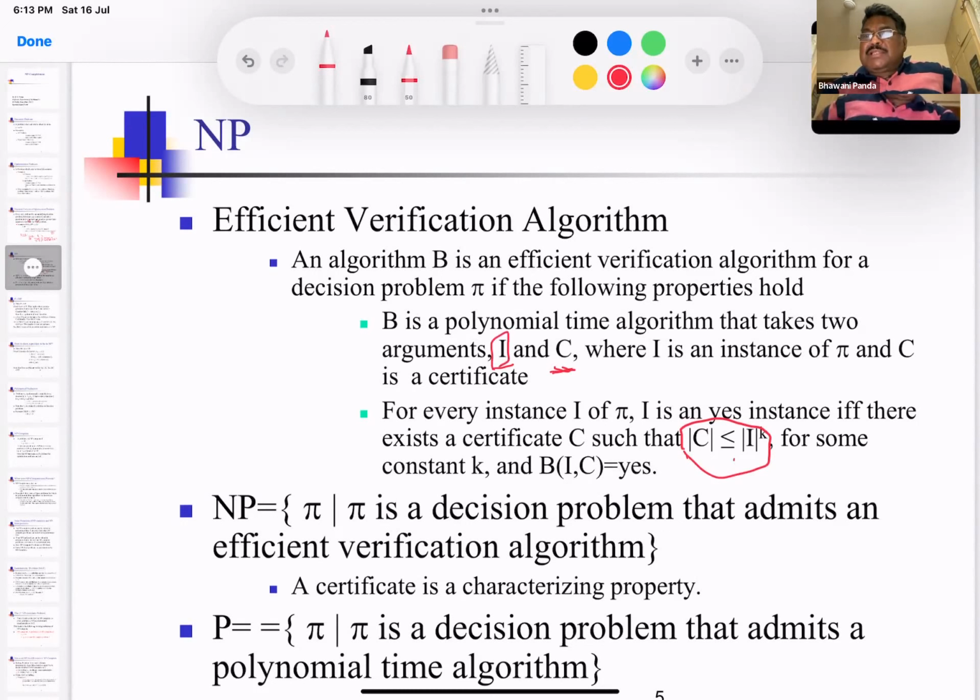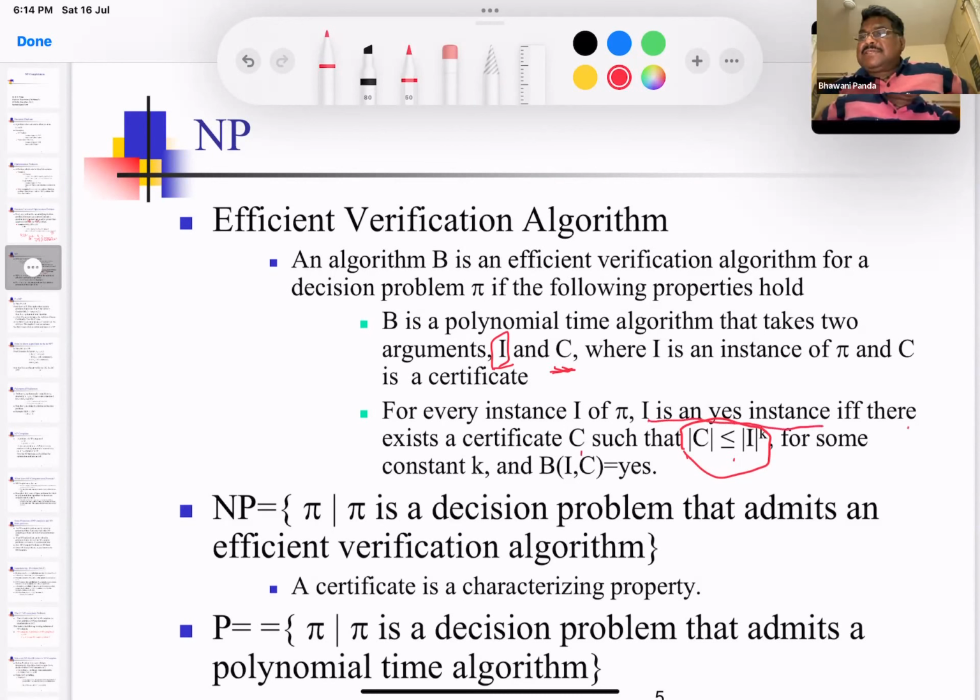So it should be a short certificate. And now for every instance I of pi, I is a yes instance. As we discussed in the last class, we are worried about the input for which the answer is yes. So I is a yes instance if and only if there exists a certificate C, which is a short certificate for some constant k.